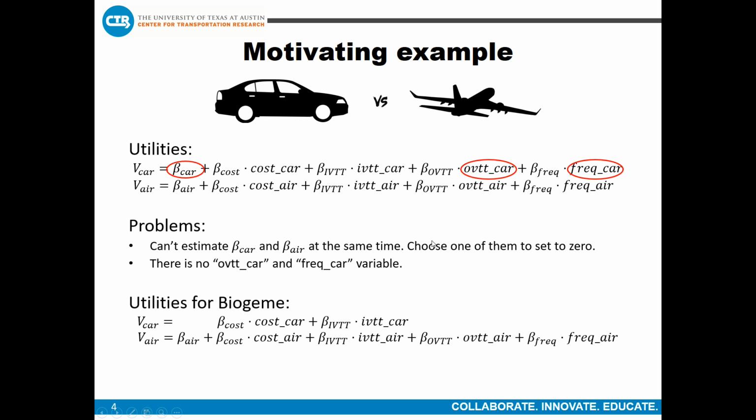So just for our example, this is how we're going to write utilities for our two modes. The utility for car is beta cost times cost car plus beta in-vehicle travel time times in-vehicle travel time car. And the same thing for air, but air also has its own alternative specific constant. It also has out-of-vehicle travel time and frequency.